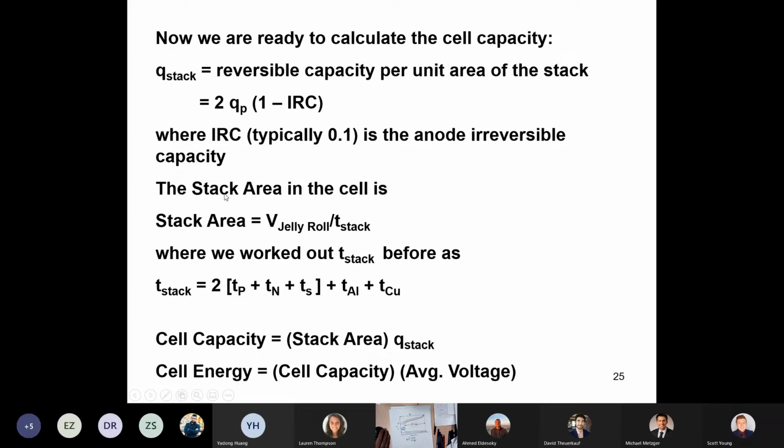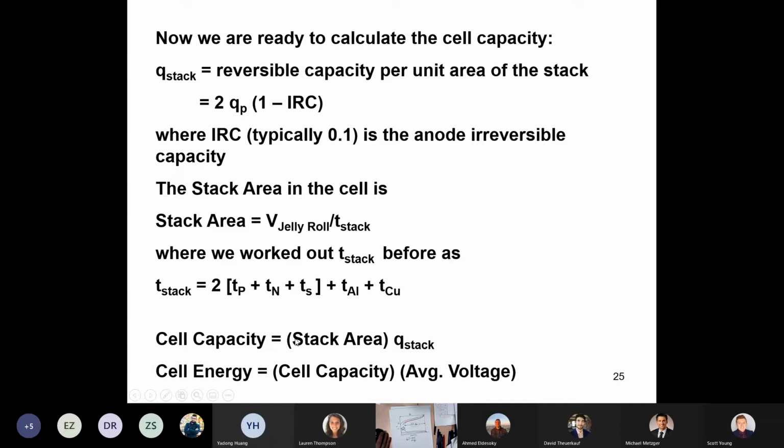Okay, so then you have to figure out how much of this electrode stack can fit into the cell. So you know the capacity per unit area of the stack. And if you know the volume of the jelly roll and divide by the thickness of the stack, that tells you how much area of stack you can fit into the cell. And the thickness of the stack we've worked out before, all right?